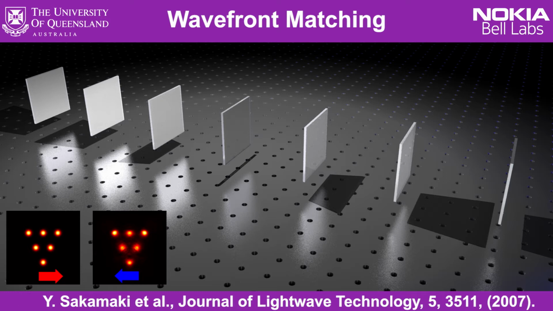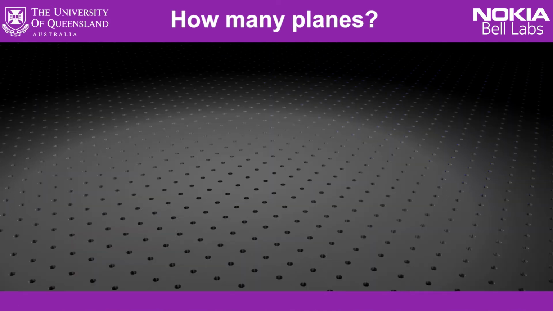So let's say that each plane has 0.1 dB of loss. That's pretty decent, but if you've got 100 planes, now you've lost 10 dB and 90% of your light. So how many planes do you actually need for a given transformation? Well, it depends what the two spatial bases are that you're trying to convert between. Some are easier than others.